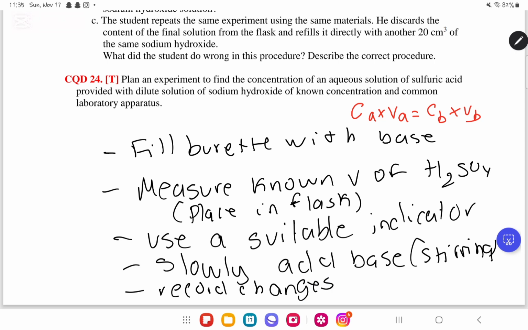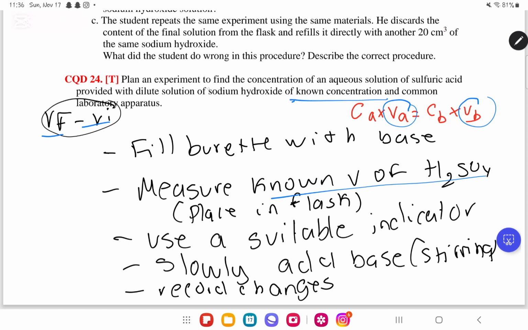And now, to find the volume of the base added, you can do volume final minus volume initial. And then to find the concentration of the acid, you know the volume of the acid first of all. Let's circle the ones in blue, the things we know. We know the volume of the acid. We know the volume of the base. How? By doing V final minus V initial. They told us we have a known concentration of the base, so the concentration is known. So we can use these three to find the concentration of acid.